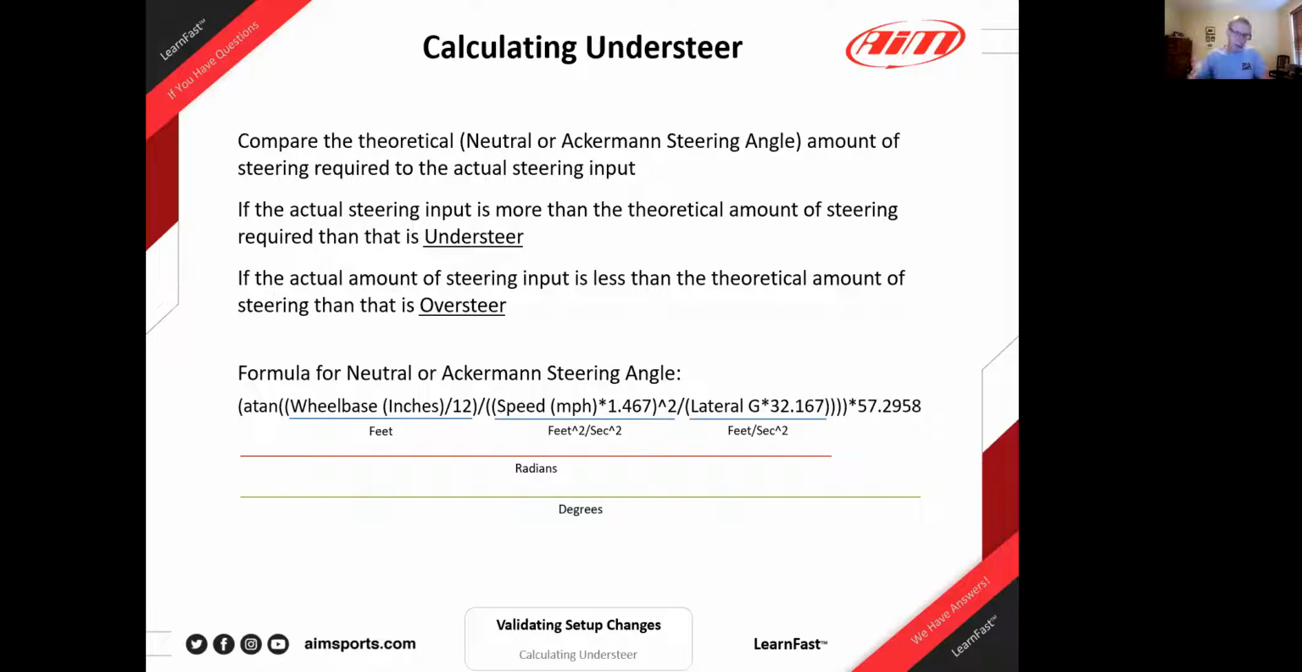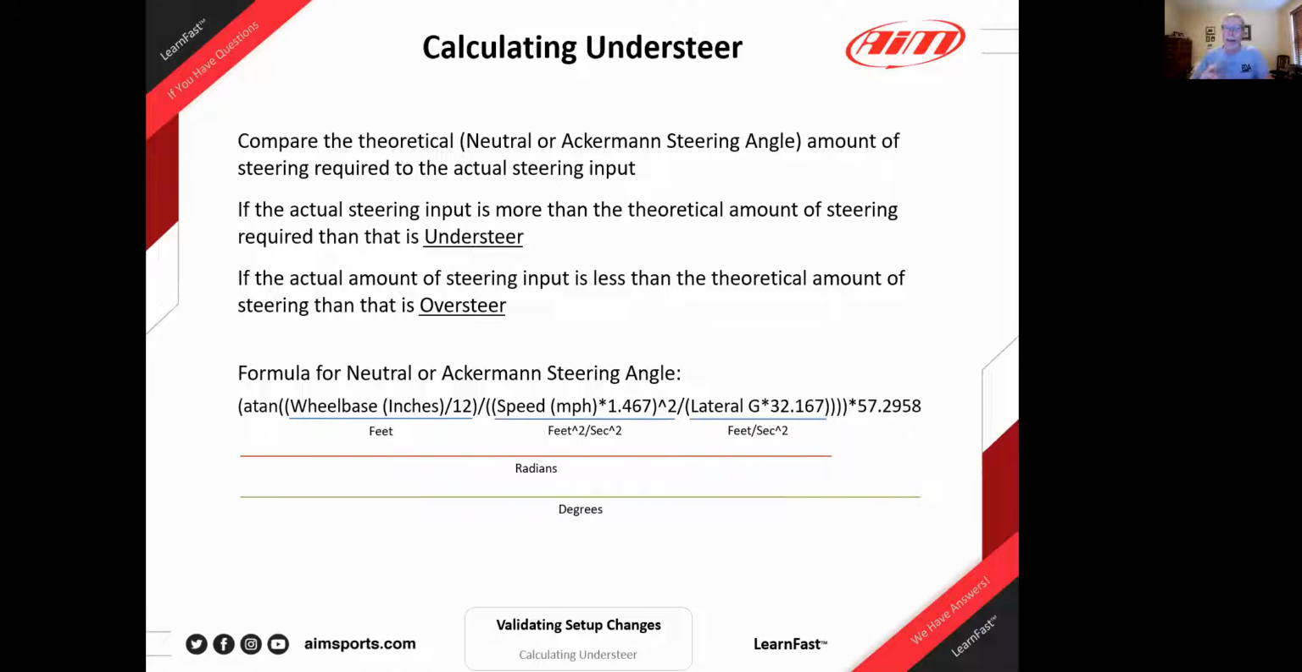And this is the formula to come up with a neutral or Ackermann steering angle. It uses the wheelbase, the speed, and lateral G's. Those are the three elements, the channels that you need. And almost every race car has those. You just have to measure the wheelbase.